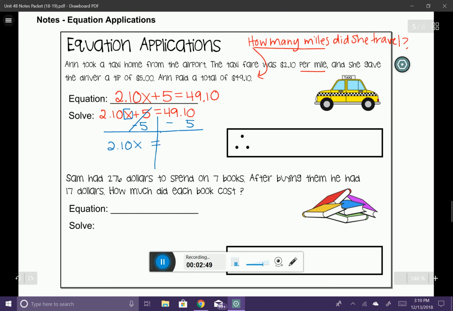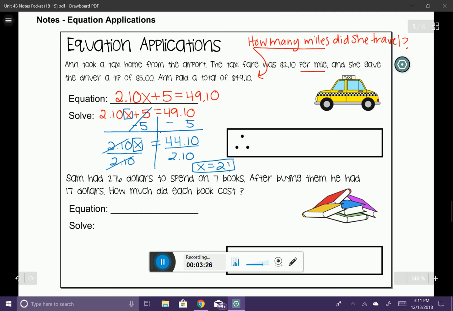And now $49.10 minus 5, that's going to leave me with $44.10, or 44.1, either one you want to write. But you can see here that I'm not done. I do have to box my variable again, and I have to divide both sides by $2.10. That's going to finish off my problem. I can see that my $2.10 cancel out, and I'm left with x is equal to 21.